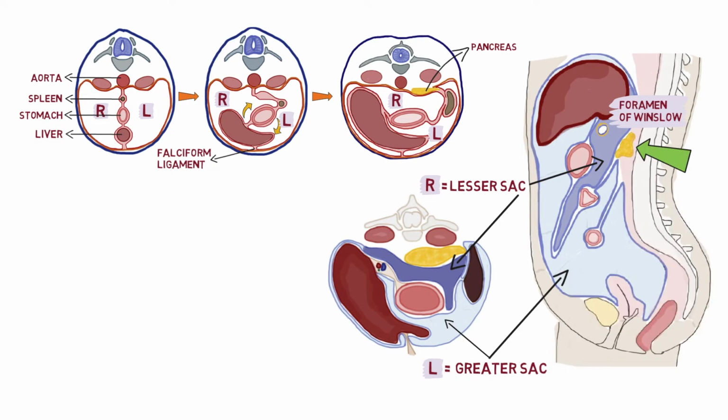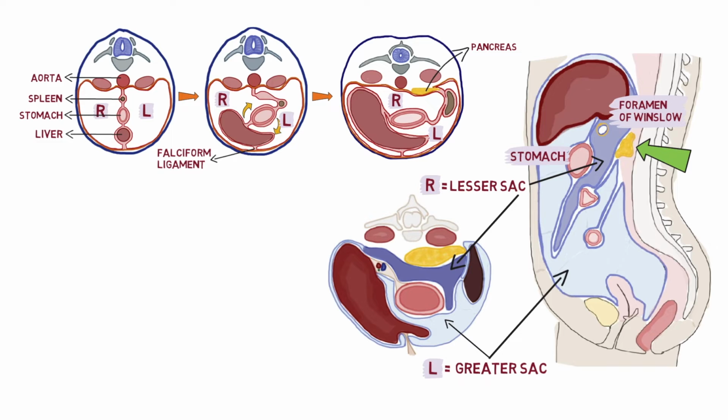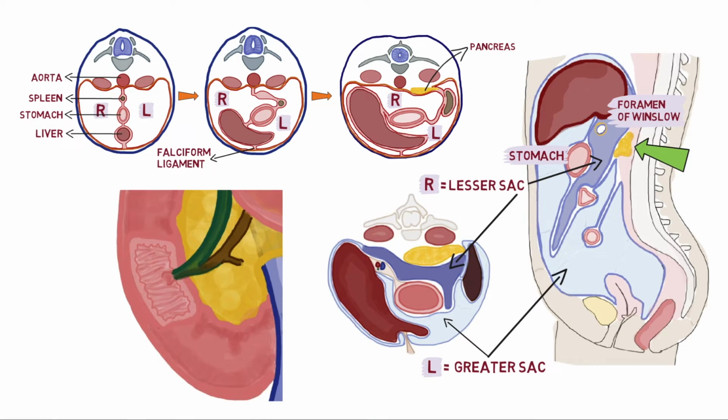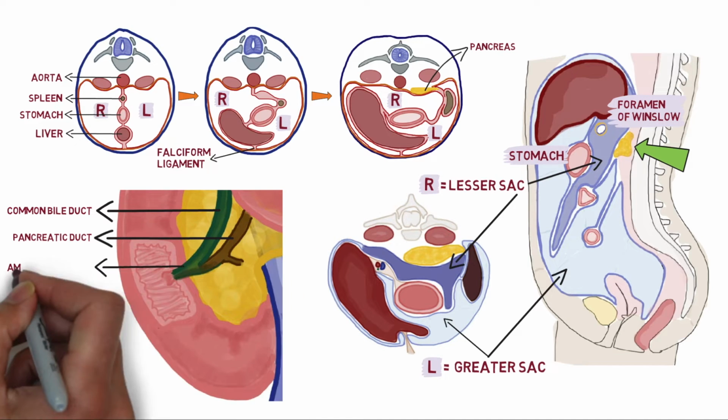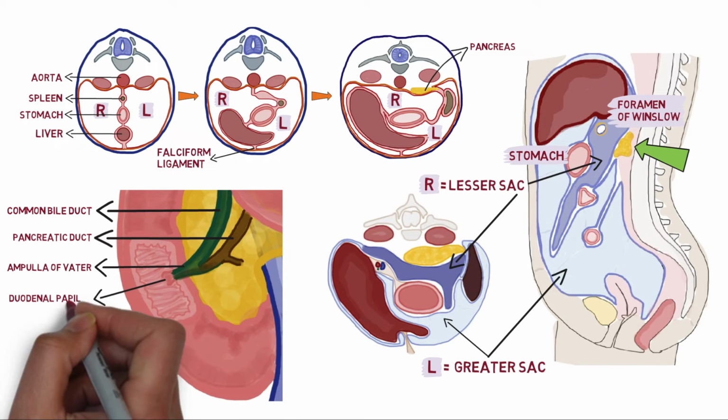Again, in this image, the pancreas can be seen behind the peritoneum, or retroperitoneal, separated from the stomach by the lesser sac. The common bile duct descends within the head of the pancreas before combining with the major pancreatic duct to form the ampulla ovata, through which bile and pancreatic juices can pass into the duodenum.